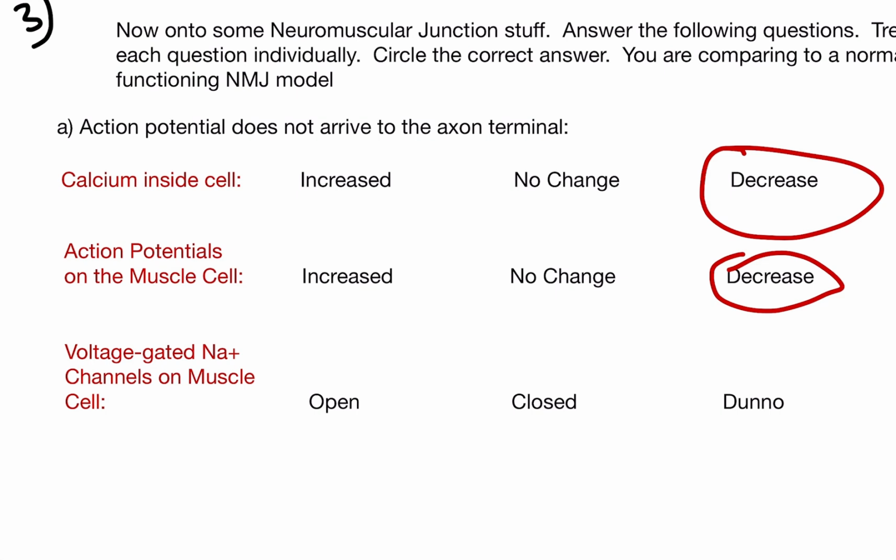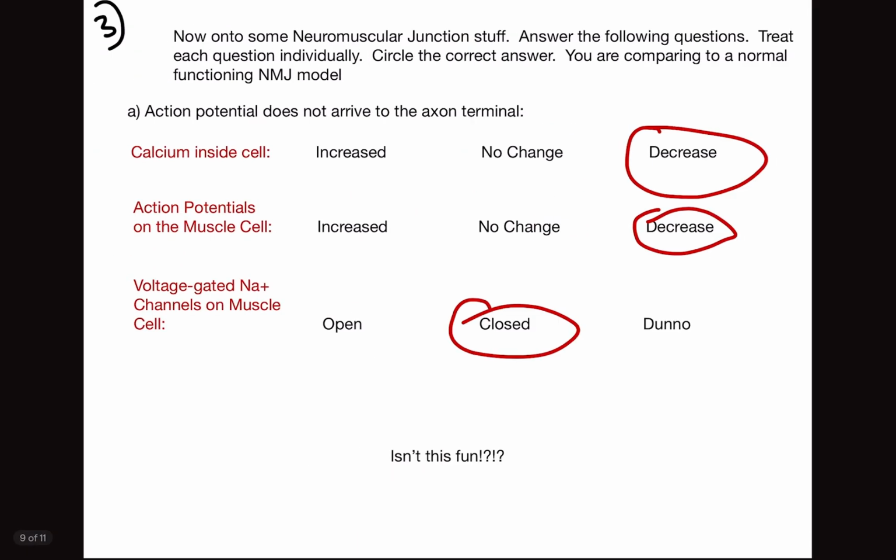Okay, what about the state of the voltage-gated sodium channels in the muscle cell? Are they going to be open or closed? What do you think? Or don't know, that's an option. Closed. Like I just said, we got no calcium, no exocytosis of acetylcholine, nothing binding to the nicotinic receptors. The sodium channels are going to be closed because they open when something binds to the nicotinic receptors. That's how they open up. But if nothing is binding to those receptors, they're going to stay closed. Isn't this fun?